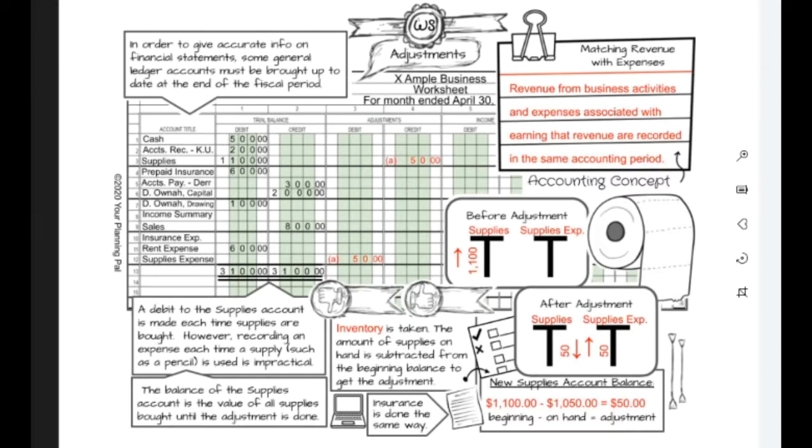Insurance is done the exact same way. We have $600 worth of insurance, and we realized that we used $100 worth of that insurance during this fiscal period. So we decrease it with a credit in the adjustments for prepaid insurance. Then we have the matching debit in insurance expense of $100.